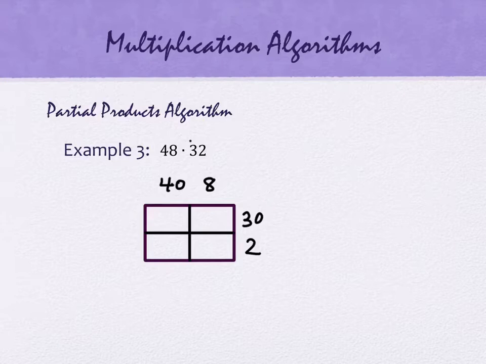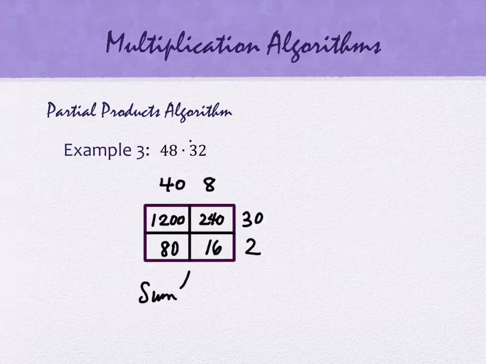So for instance, if you have 40 times 30 in the first top left-hand corner, that's that 1200 you guys told me before, and it would go right here. 8 times 30 is the 240, and it would go in the top right-hand corner. 40 times 2 is my 80 in the bottom left-hand corner. And then 8 times 2 is the 16 in the bottom right-hand corner. And you would add all the boxes together. And of course, it would still be the 1536.